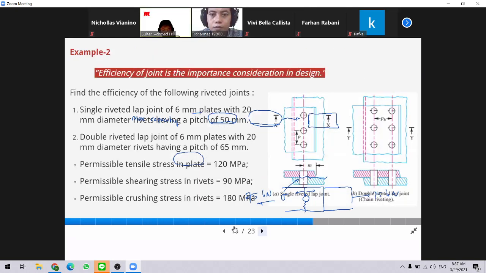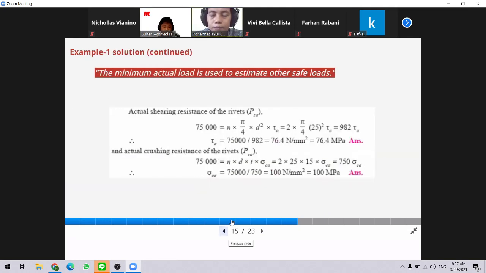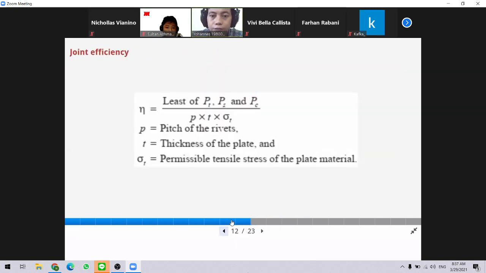Sir, excuse me, I want to clarify something. In the shear failure, there is a shear area, sir. We know that the shear area depends on one rivet, right, sir? No, it also depends on the type of joint. Oh, I see, the number and the type. Okay, I will repeat again because it is very important.